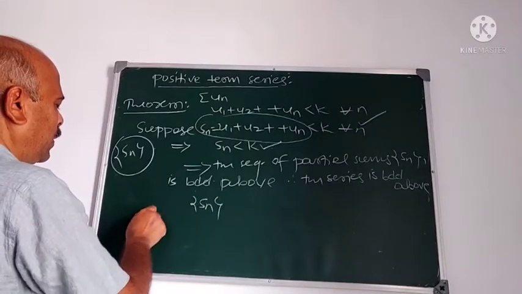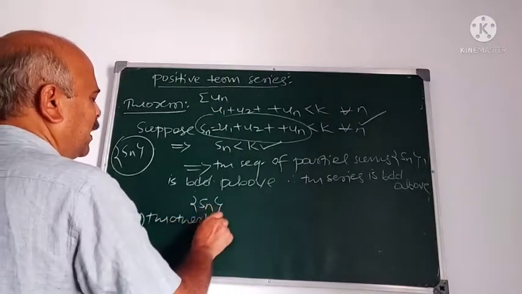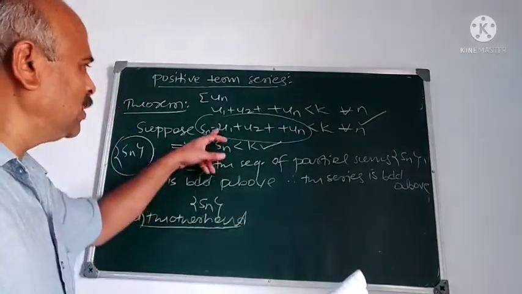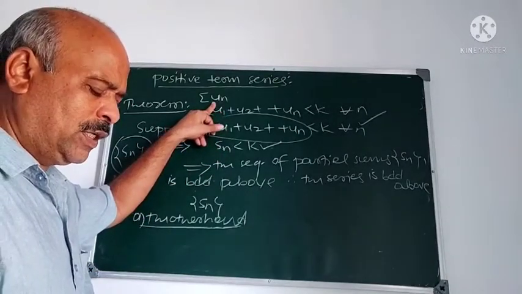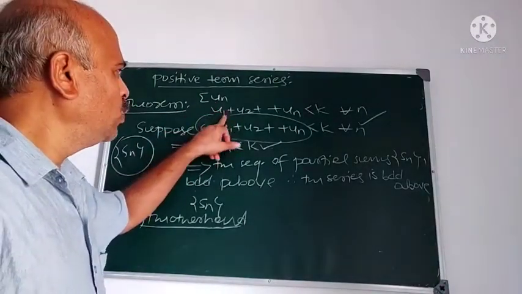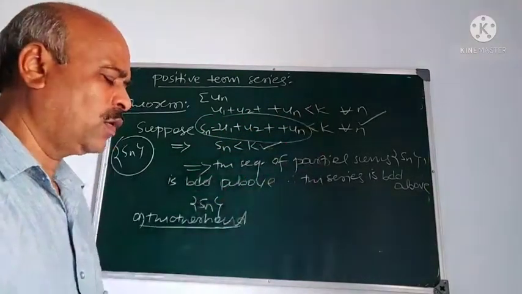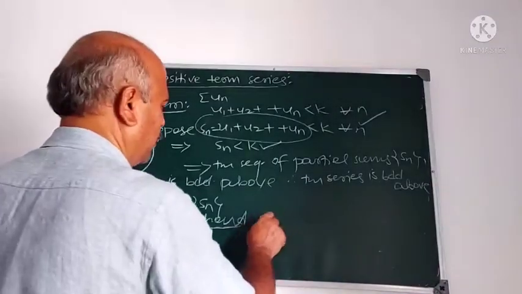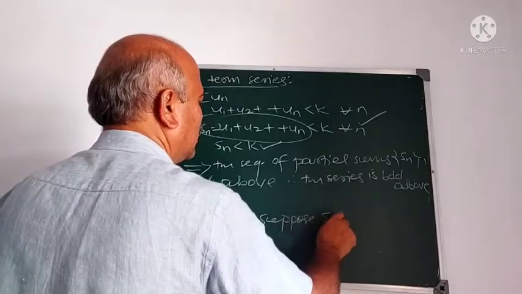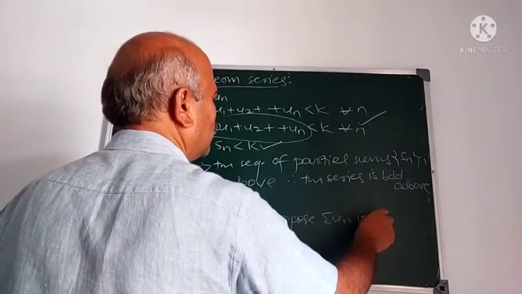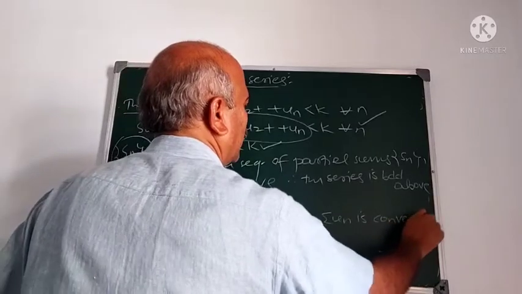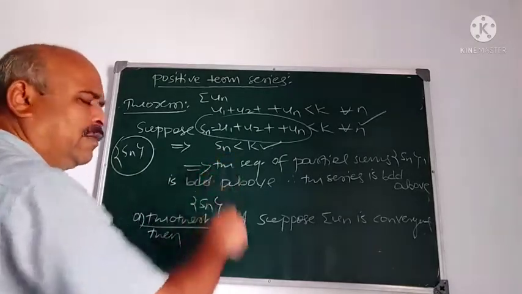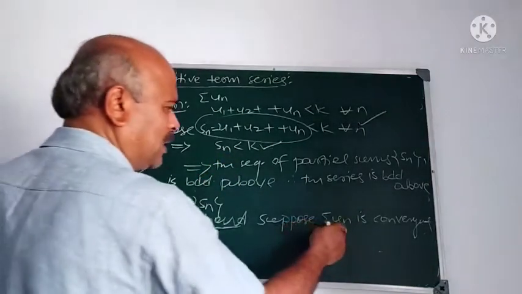Second part. On the other hand, what is the second part? The second part is, if the positive term series is convergent, then u1 plus u2 plus un is less than k for all n. That is the converse. Suppose sigma un is convergent. When do you say that sigma un is convergent? By definition of infinite series.